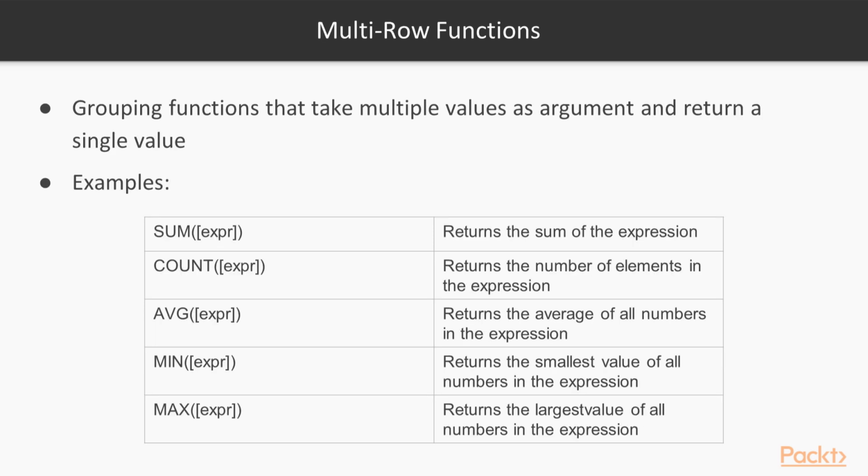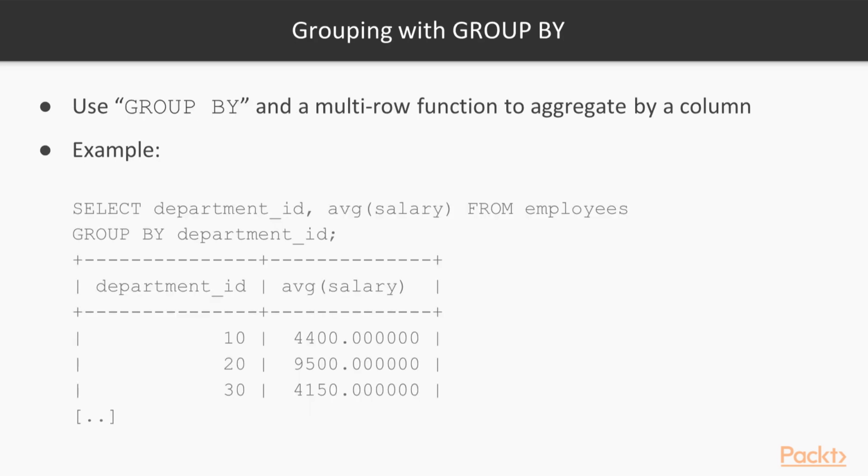The other kind of functions are the multi-row functions, sometimes also called grouping functions. These can be a little harder to understand because they involve grouping of data. For example, I can use the sum function to calculate the sum of a column, or I can use the average function to calculate an average of a certain column. What all these functions have in common is that they take multiple rows and return only one single row as a result. Common multi-row functions are sum, count, average, max, and min. So let's see how we can use those multi-row functions to group data.